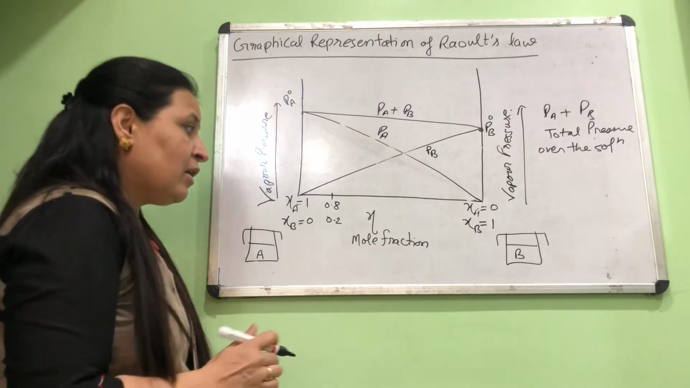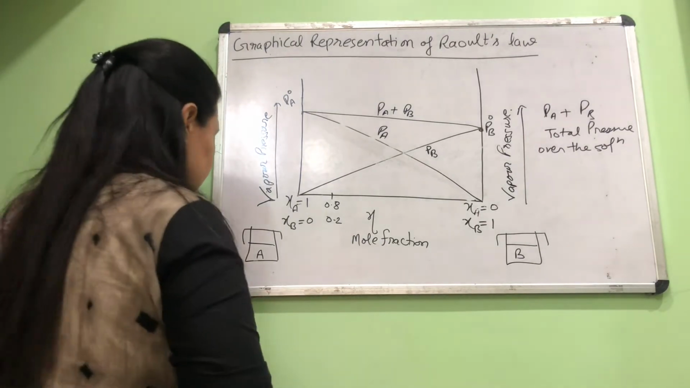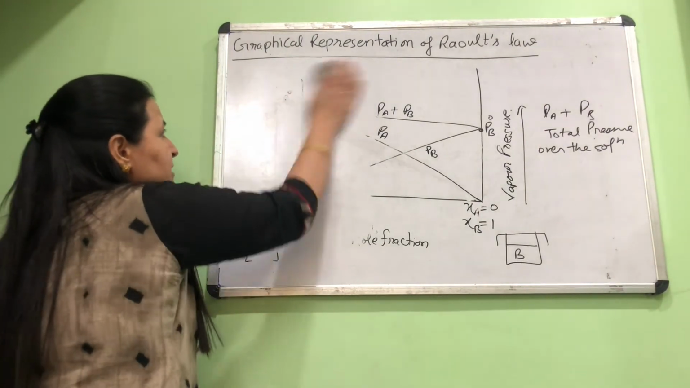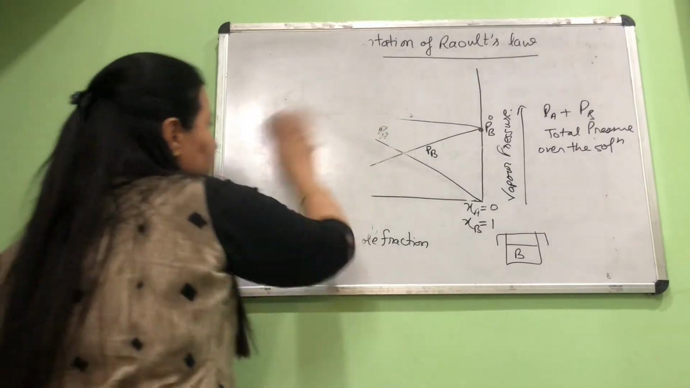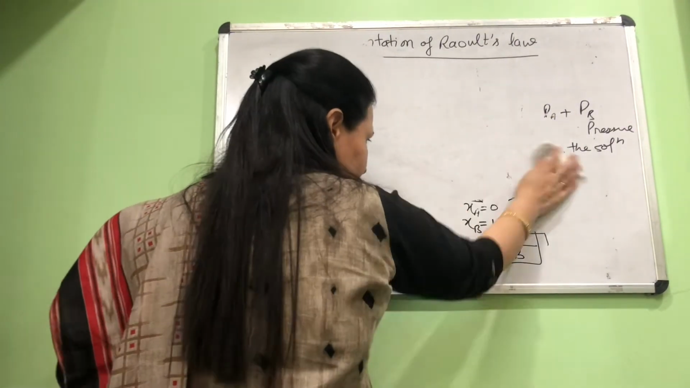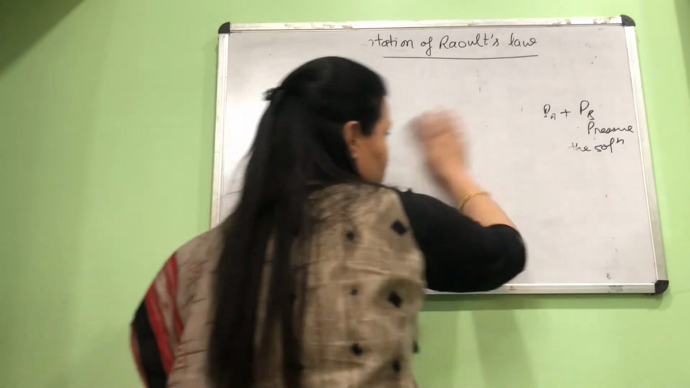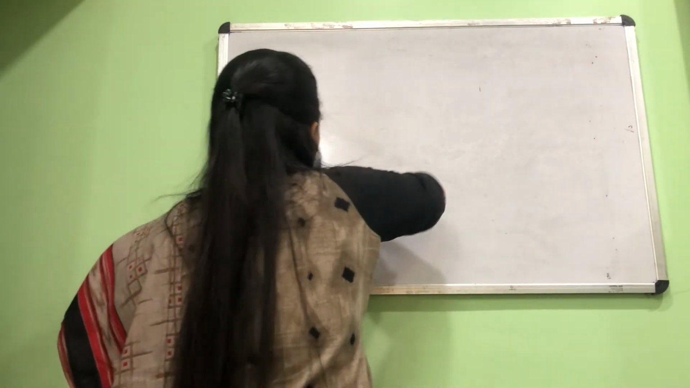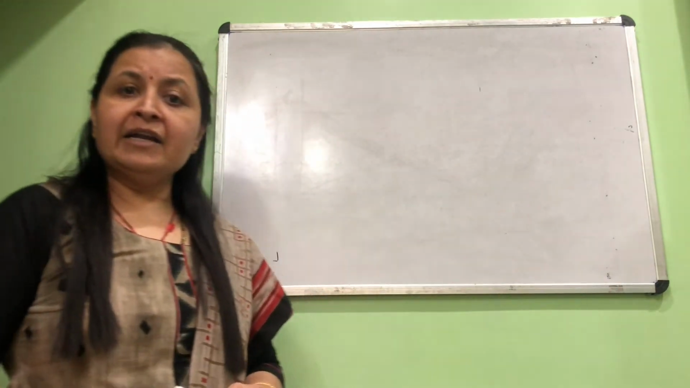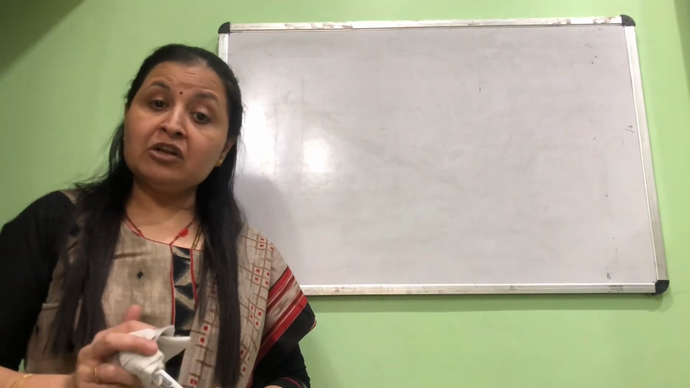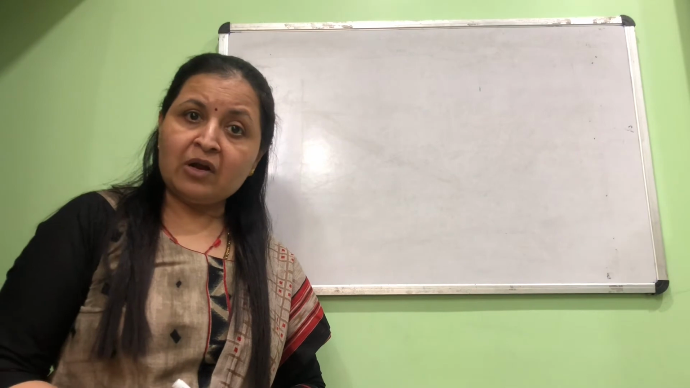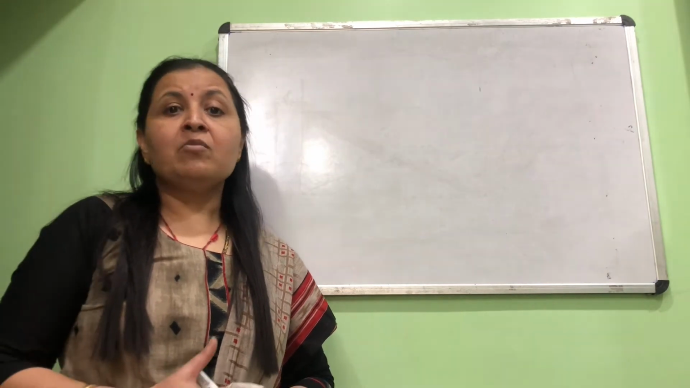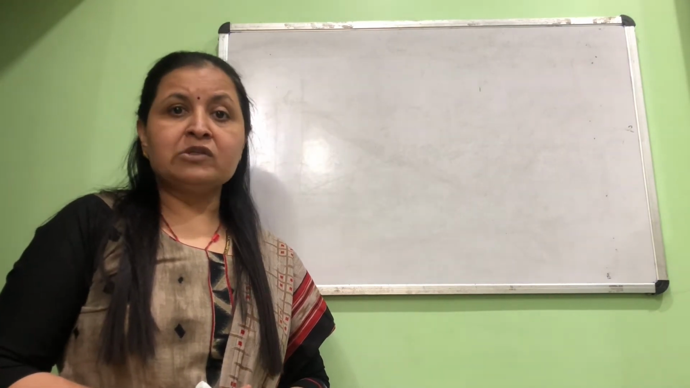Now after this graphical representation, we are at a point to discuss that not all solutions behave ideally. Some behave ideally, but some do not. So there are two types of solutions which show variations from ideal behavior: solutions showing negative deviations from Raoult's law and solutions showing positive deviations from Raoult's law. Okay, so let's go further and discuss.